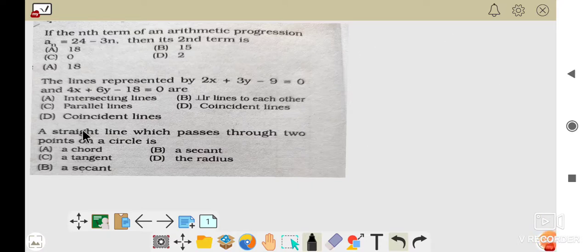So here, a straight line which passes through 2 points on a circle is, options given here: a chord, a secant, a tangent, the radius. So the answer is a secant. According to the question, a straight line which passes through 2 points on a circle. Now here is one circle. Now here one line is passing, that means this line is intersecting the circle at 2 points, here this one and this one point. So this is said to be a secant.